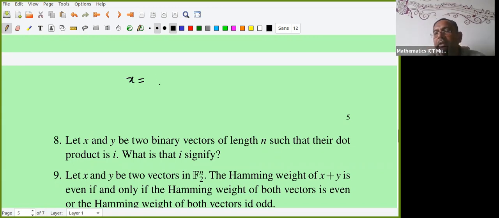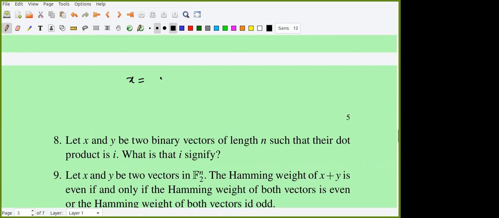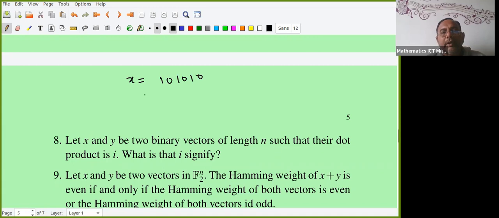Pratik, give me one vector of length 6. Okay. So Sonali, can you give me one vector of length 6 fast? 1 0 1 0 1 0. Okay. Why?